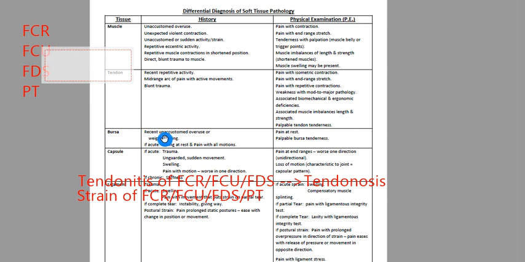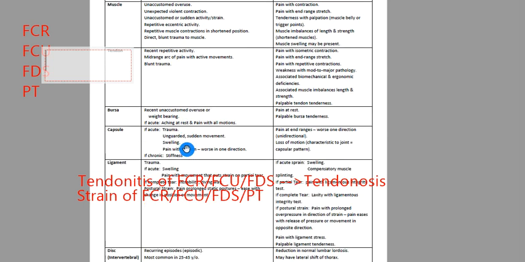Okay, so you have bursa. There is a bursa on the medial elbow, aching at rest and pain with all motions. If the acute, so that doesn't really fit necessarily, but recent unaccustomed overuse or weight bearing, yeah, that fits in well. So initially, could you have had a bursitis? Yes. Let's look at capsulitis.